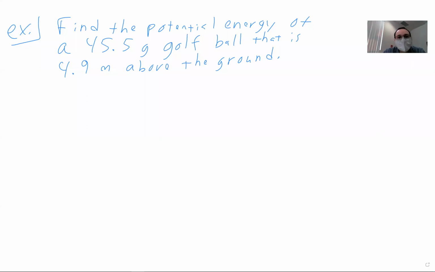Okay, so here's our first problem. Find the potential energy of a 45.5 gram golf ball that is 4.9 meters above the ground. And if those numbers look familiar to you, they should, right? Those are values that we measured or otherwise used in our lab earlier in the year.